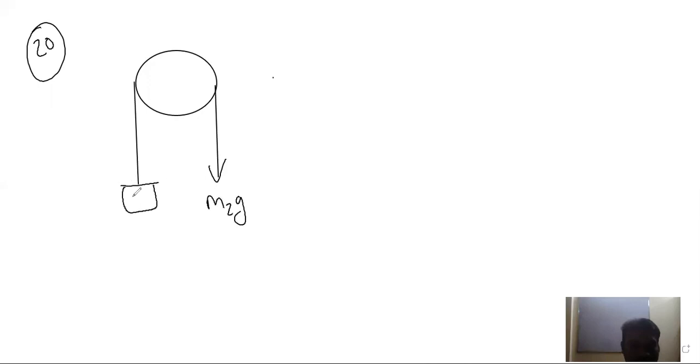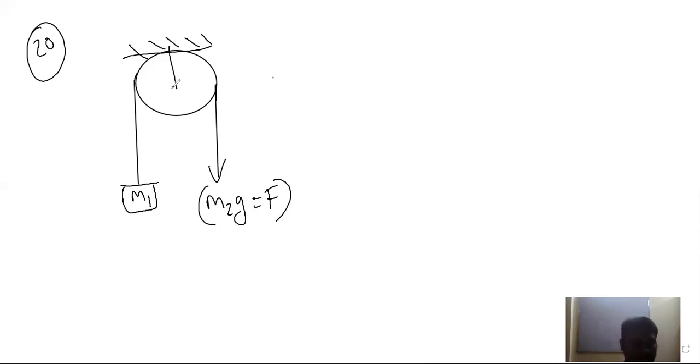So after this, let us take question number 20. In question number 20, we have a pulley and we have some strings here. Here we have a force which is M2G, and we have M1 mass. So this force is M2G here. We have to find the acceleration of M1. So let us try to find the acceleration of M1.